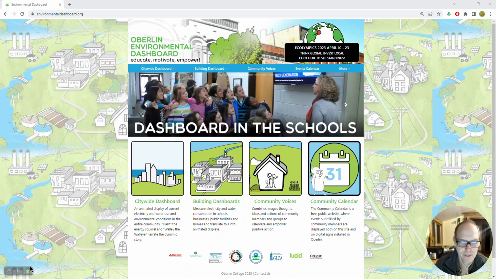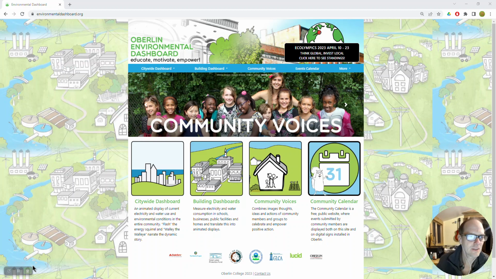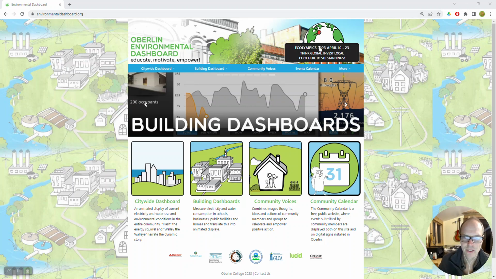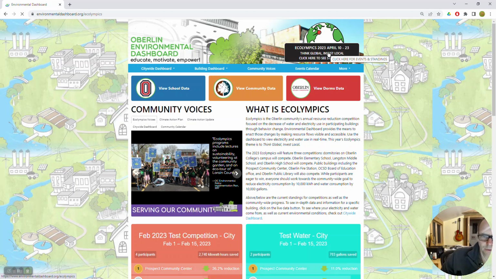All right, I'm going to do a little rundown of navigating the Ecolympics website and talking about Ecolympics. So the first thing to do is to navigate to environmentaldashboard.org. That's really all you need to remember. From there, you can click on this Ecolympics button, and it'll open a page that provides links to data on the schools, data on the buildings in the community that are participating, and data on the dorms. And there's a bit of an explanation here.